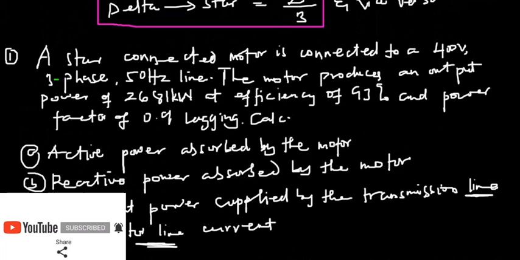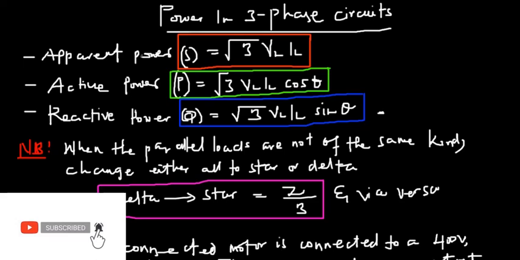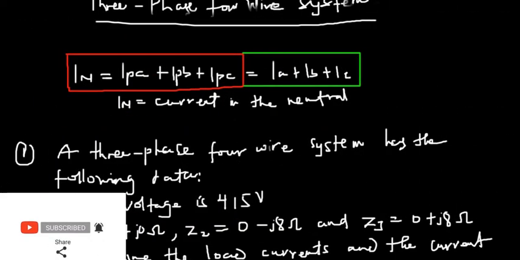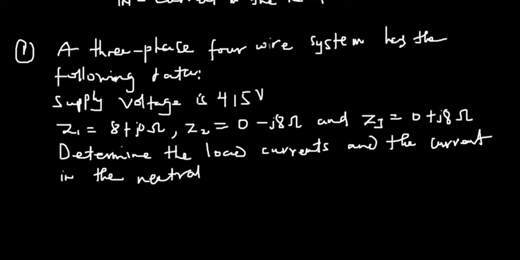So let's dive right into the 3-phase 4-wire system. For the 3-phase 4-wire system, this is the only equation you need: the current in the neutral. So IN is equal to the current in the neutral. All you have to do is calculate the current in A, current in B, current in C. IPA, IPB, IPC is similar to IA, IB, IC. They are just notations. So let's take an example and then we call it a day.